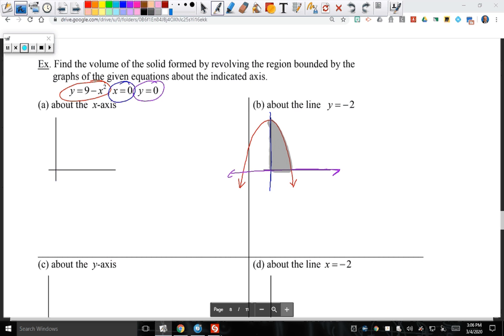But now, I want to revolve it about y equals -2. So here is -2. Please be ready, I'm going to call on you here in just a bit. So here's the x-axis. Here's the y-axis. And now we're going to revolve this shaded region around y equals -2.